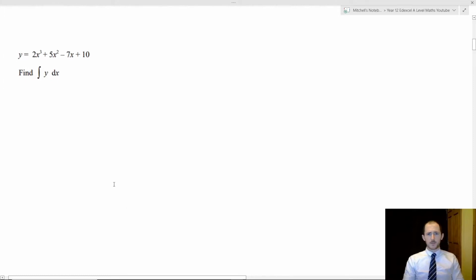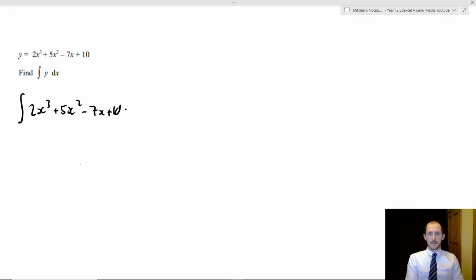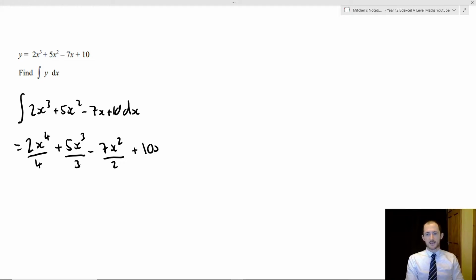So, the first one should hopefully be quite easy. Find the integral of this whole thing. We're integrating 2x cubed plus 5x squared minus 7x plus 10. This dx just means with respect to x, so we're only counting x variables. So we have 2x add 1 to the power, 4 over 4, plus 5x add 1 to the power, divide by the new power, minus 7x add 1 to the power over the new power, plus 10x, again that would be divided by 1 so I'm not going to bother, plus c.